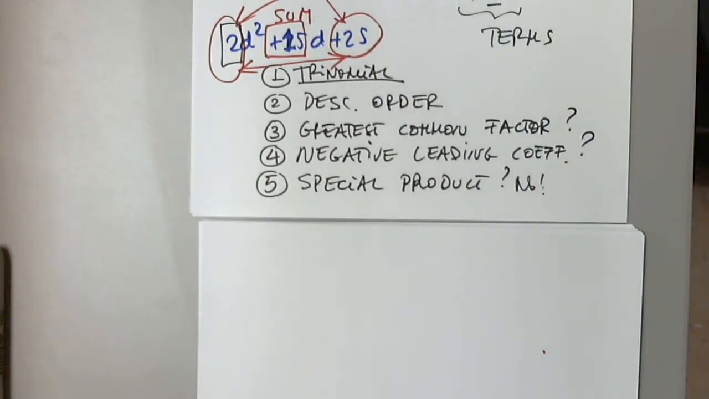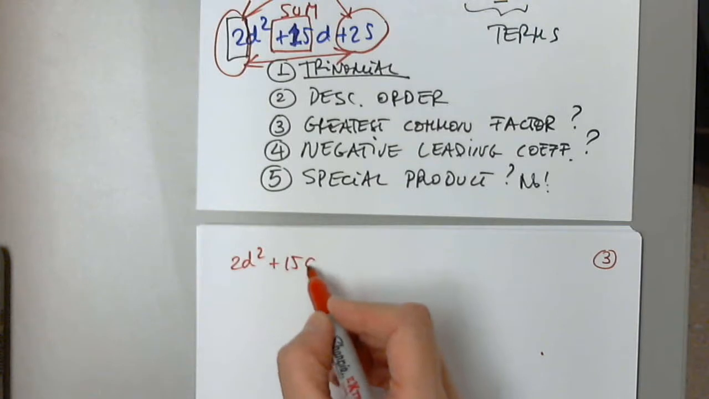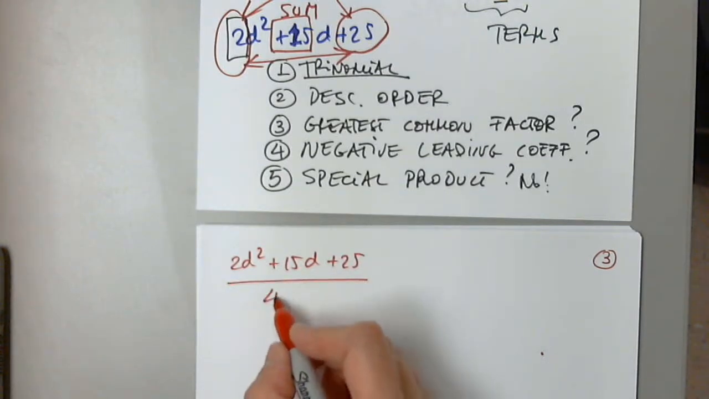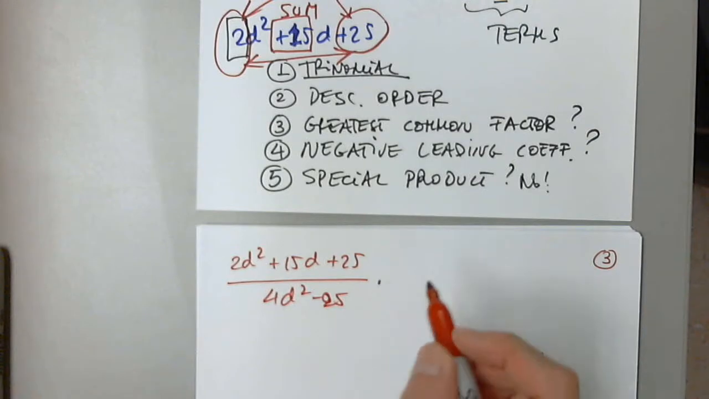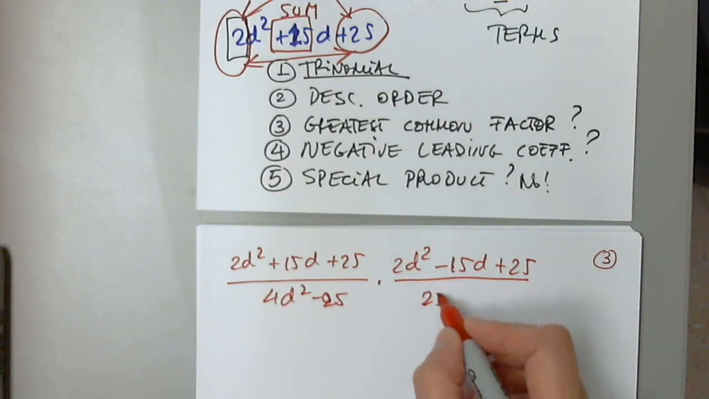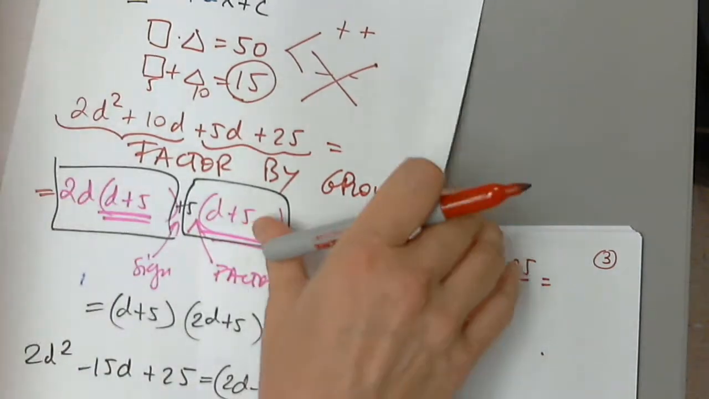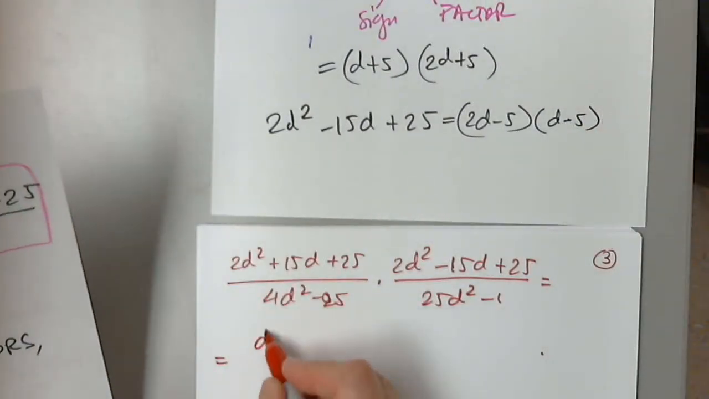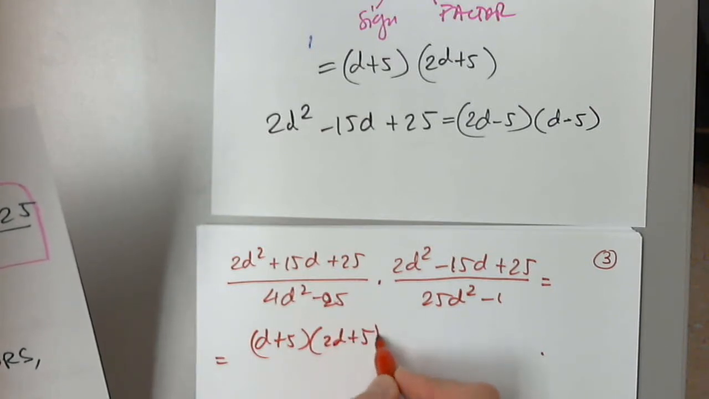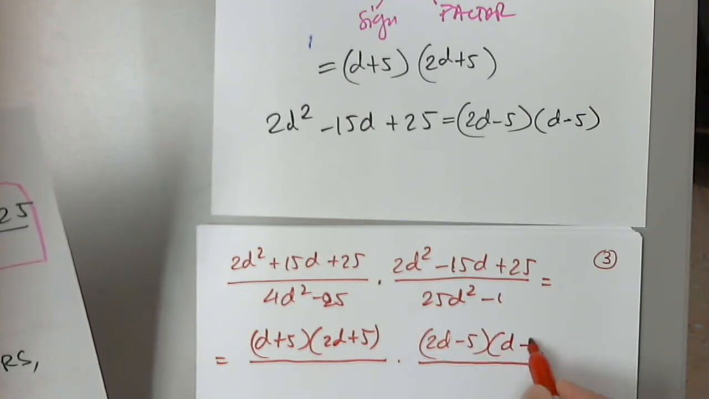So here's what we have. I'm going to copy the problem one more time. I'm on page 3. So we have 2d squared plus 15. You don't have to copy it. I just need to do that. So it's 25 times 2d squared minus 15d plus 25 over 25d squared minus 1. So we already have the two tops because those were the most difficult ones. So we have d plus 5, 2d plus 5, and we have 2d minus 5 and d minus 5.